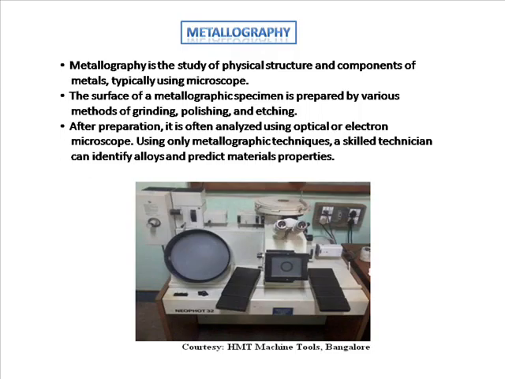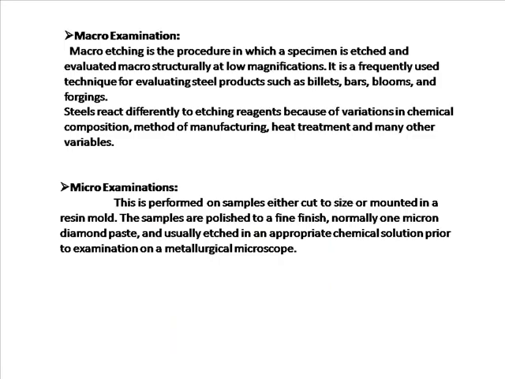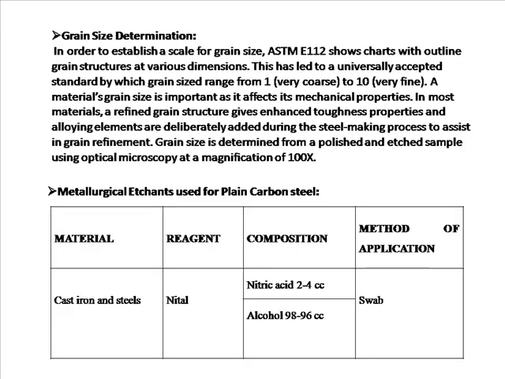This is metallography. Metallography is the study of the physical structure and components of metals, typically using a microscope. The surface of the metallography specimen is prepared by various methods of grinding, polishing and etching. After preparation, it is often analyzed using optical and electron microscopes. Macro examination and micro examination. Steel reacts differently to etching reagent because of variations in chemical composition, metal manufacture, heat treatment and many other variables. Grain size determination. Metallurgical etchants used in plain carbon steel.